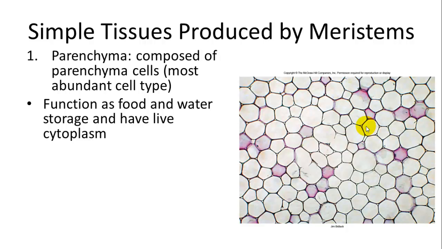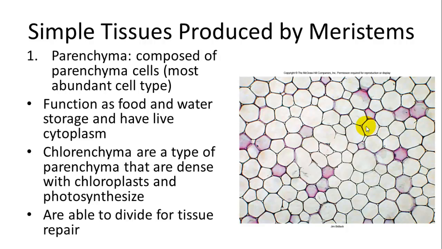Alright, so tissues produced by the meristems include parenchyma, which we saw in class when we looked at the potatoes. And these are mostly parenchyma cells, however you want to say it. They mostly function as food and water storage, and they have a live cytoplasm. So not all plant cells are alive at maturity. They're alive at some point, but some of them will die.